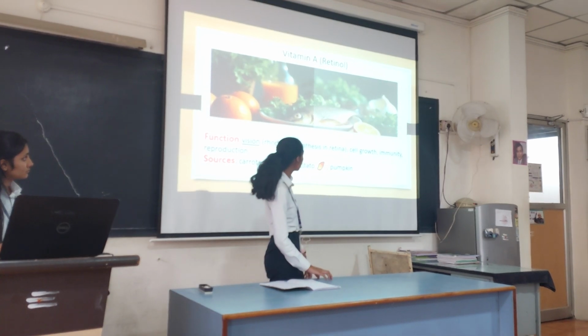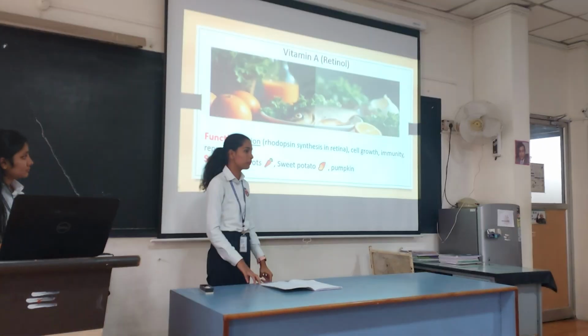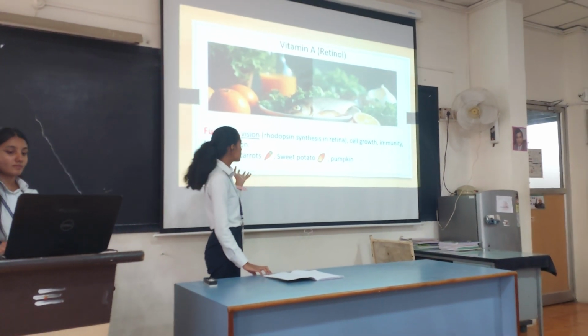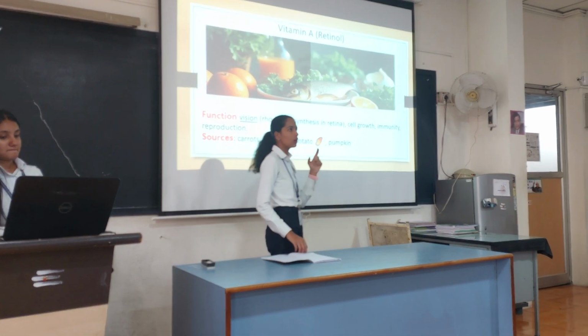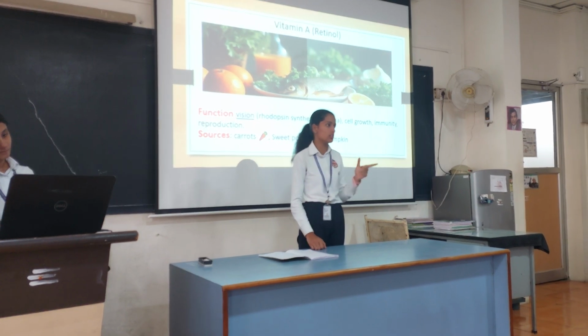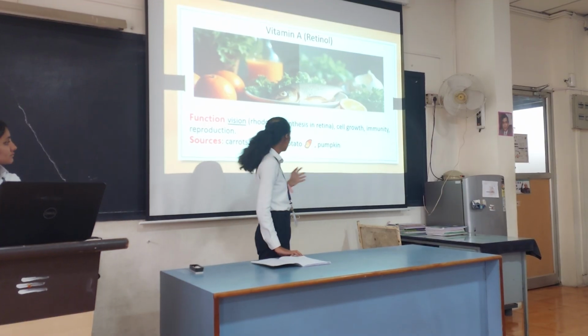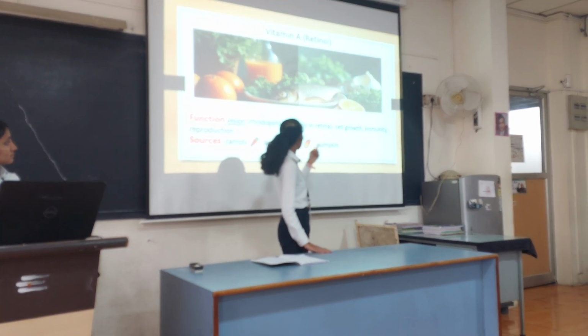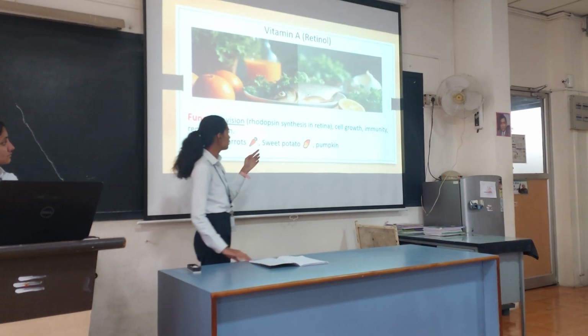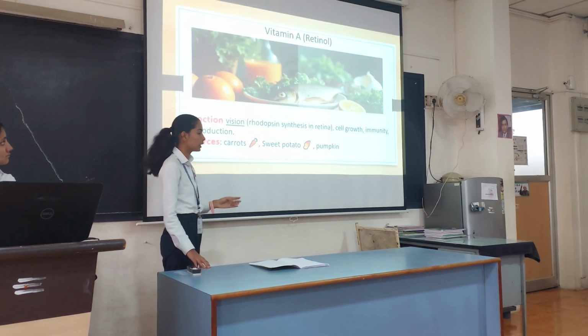The first one is retinol, also called vitamin A. It helps in vision. Rhodopsin is important for night vision. It is responsible for night vision and also helps in cell growth, immunity, and reproduction. We can find this in carrot, sweet potato, and pumpkin.